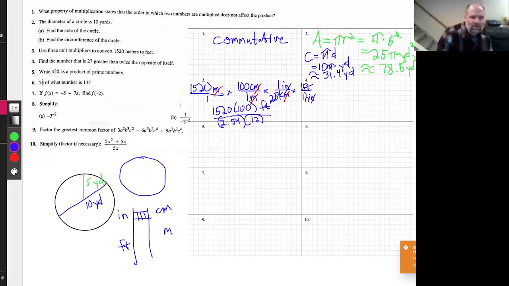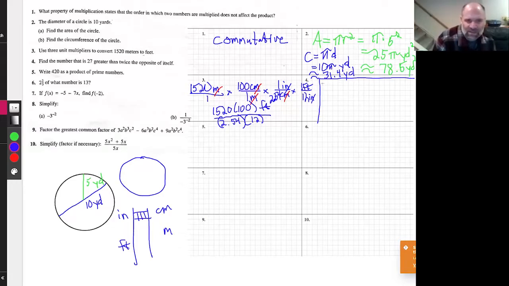Number 4, find the number that is 27 greater than twice the opposite of itself. Okay, this is a 2-part problem. You need to translate first and then solve. Okay? So if you translate incorrectly, but you solve that incorrect equation correctly, then I'll still give you partial credit, okay? If you translate correctly and then don't solve it correctly, I'll still give you partial credit.